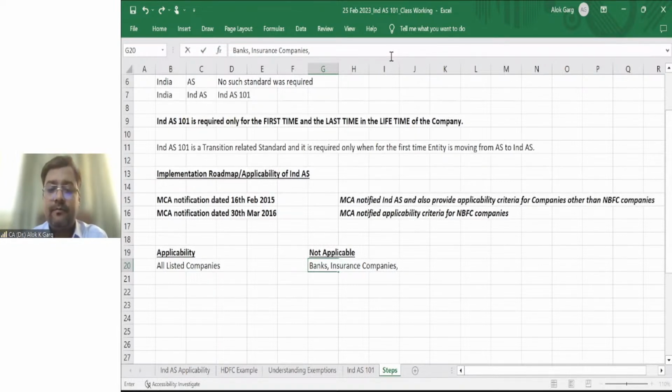Sir, whether Ind AS is applicable to a company which is listed on the SME platform, the small and medium enterprises platform? The answer is no. Ind AS is not applicable on SME companies listed on the SME platform. Have you understood that Ind AS is applicable to all listed companies, but it is not applicable to banks, insurance companies, and SME companies? So I would write this as not applicable, or I would write this as an exception.